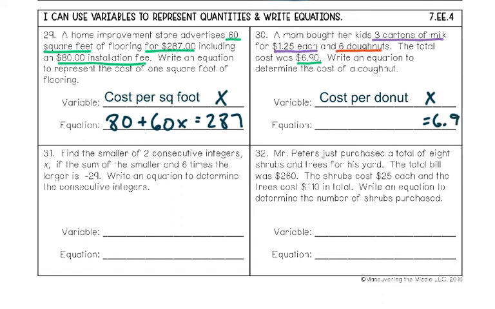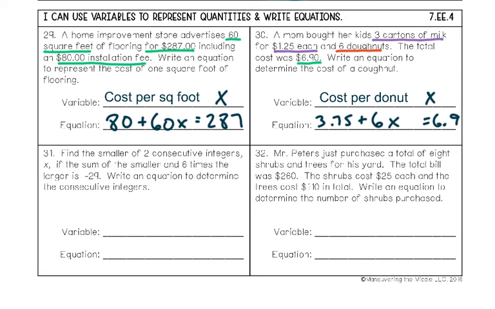I know that the cartons of milk cost $1.25 each, and she bought 3. So I'm going to do 3 times $1.25 because I can do that. That's $3.75. So she spent $3.75 on the milk, and then she buys her donuts. So she adds that cost to the 6 donuts, and we do not know how much each donut costs. That's going to be your x. And I know it's being multiplied because it's cost per donut. So my equation should be $3.75 plus 6x equals $6.90.